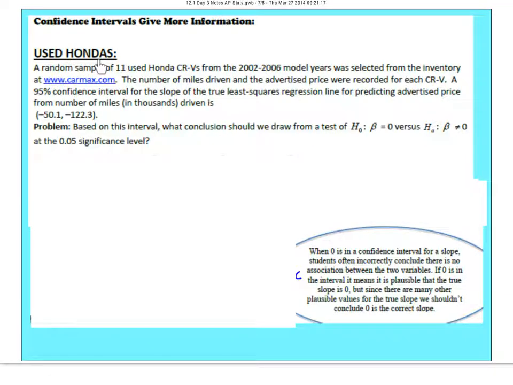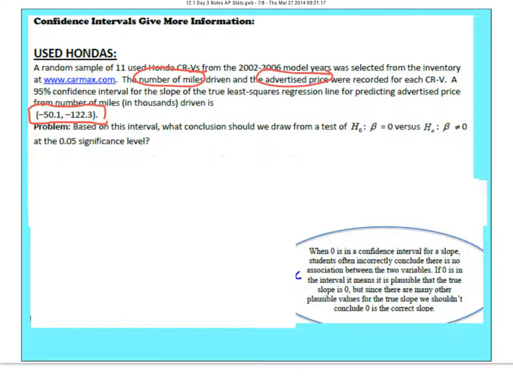I'm going to go back to the Honda examples that we did a long time ago. We had 11 CRVs, and remember they were looking at the number of miles driven and then the advertised price for those. A 95% confidence interval for the slope, so we're looking at the relationship between miles driven and price, which is two quantitative variables so you can compute slope. So this is a really nice example where you could look at the slope and see if there's a relationship. When they did the confidence interval for that, they came up with this as the acceptable slope range at 95% confidence. So here's the question.